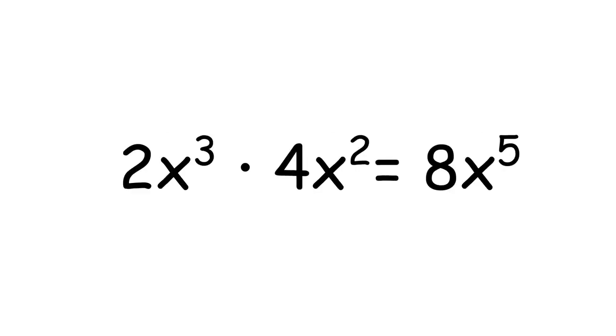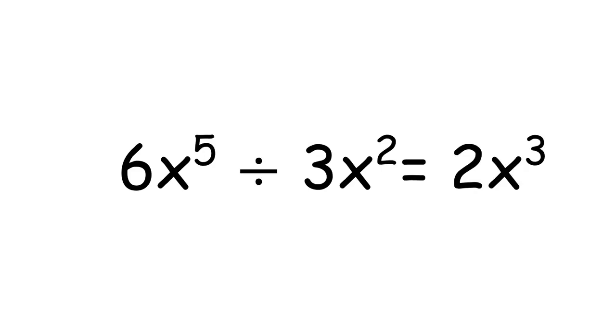Well, to multiply exponentials, just multiply the coefficients as you normally would, and then add the exponents. So to calculate 2x cubed times 4x squared, well, 2 times 4 is 8, and 3 plus 2 is 5, so we get 8x to the power of 5.